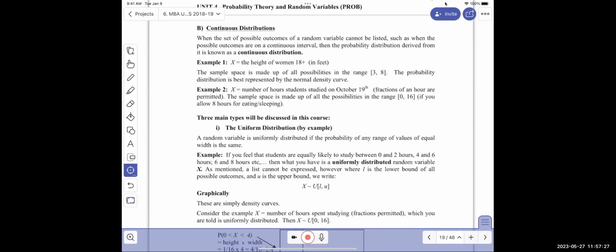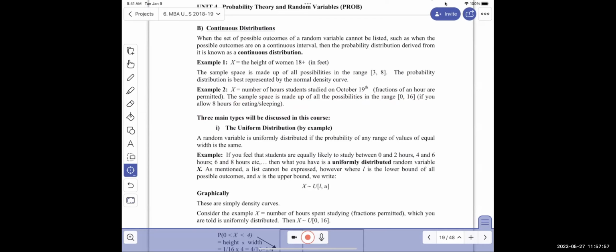I have another example here. Now this might not be a normal distribution. The number of hours a student studied on a particular date, number of hours students studied before an exam. The sample space could be made up of a range of possibilities, and they can study for a fraction of an hour, right?